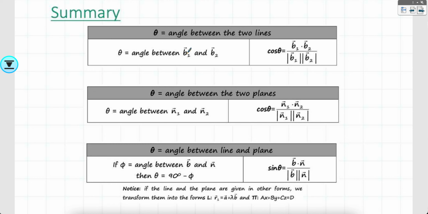So for the angle between two lines, you take the angle between the direction vectors. If you have an angle between two planes, you take the angle between the normals. And if it's a line and a plane, you take the direction vector and the normal, and then 90 minus that, or you could just do sine theta. So just make a note of this. If the line and the plane are given in other forms, we transform them into these just to make it easier to solve the questions.